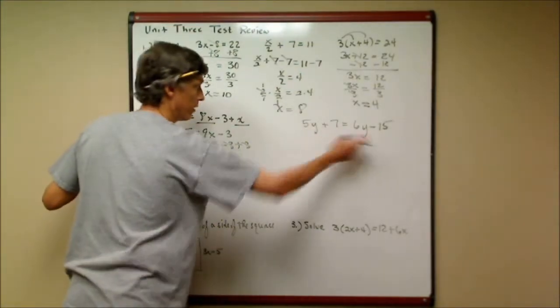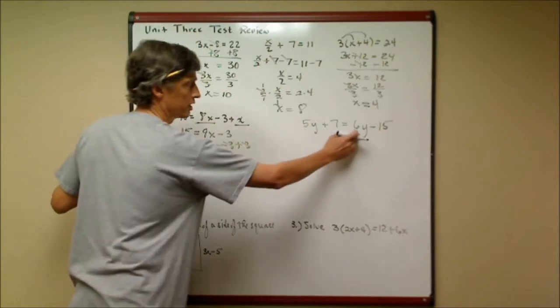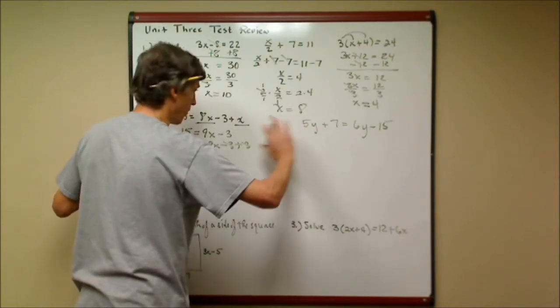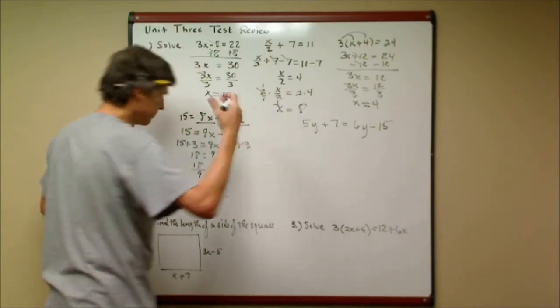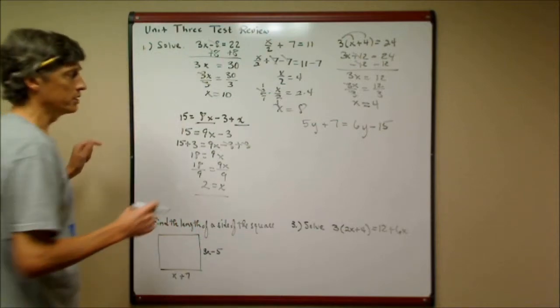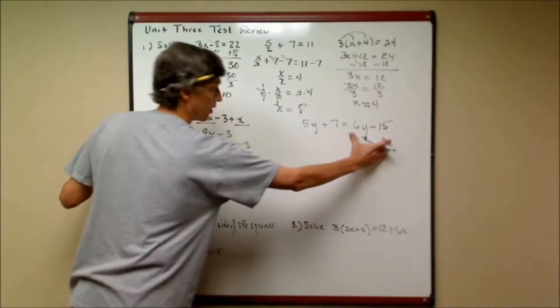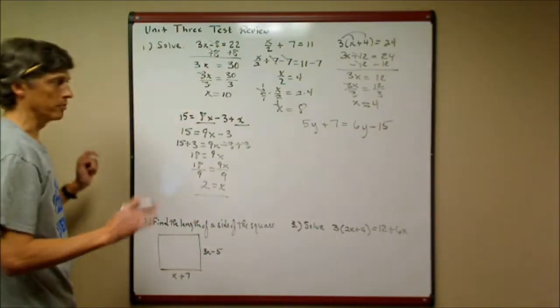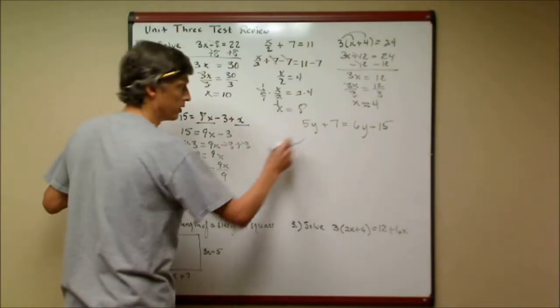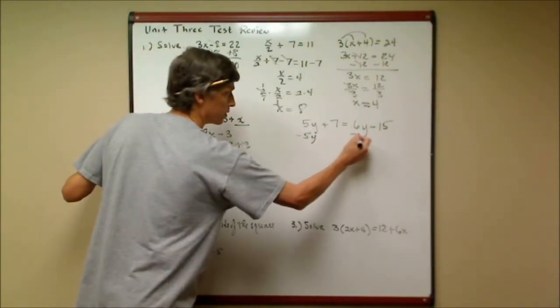Over here, I have the variable on both sides. This is the first one I've come across like that. 5y on the left, 6y on the right. Before I can do anything else, as far as solving it, I have to definitely make sure I get the variable on one side only, and that means first, check to see if anything simplifies on the left or on the right. There are no parentheses, there are no like terms, I'm good. Get the variable on one side. I usually get rid of the smaller one, so I'm going to subtract 5y from both sides.